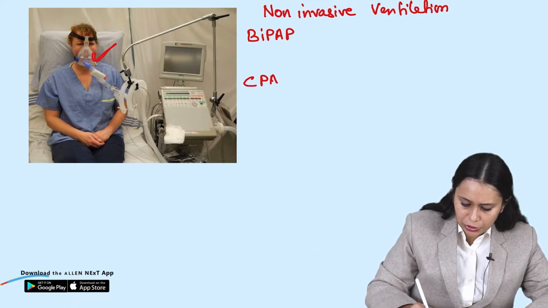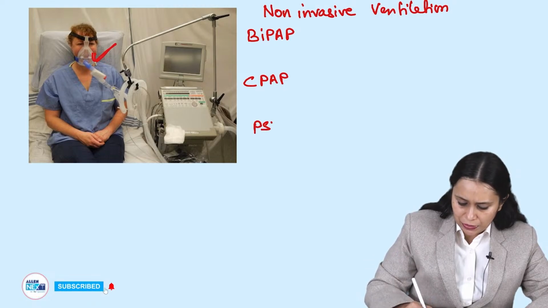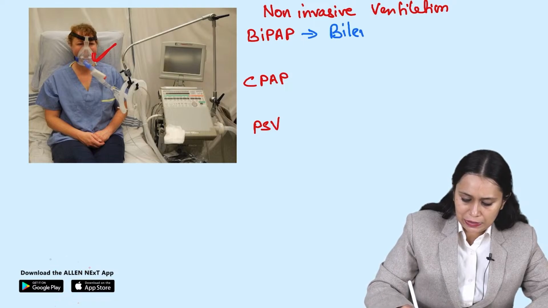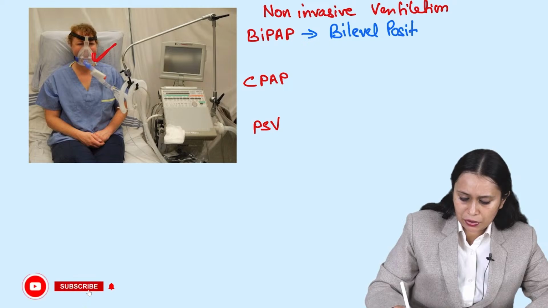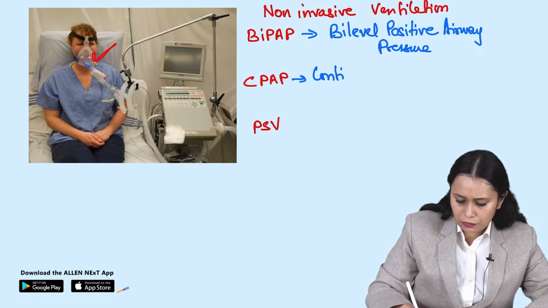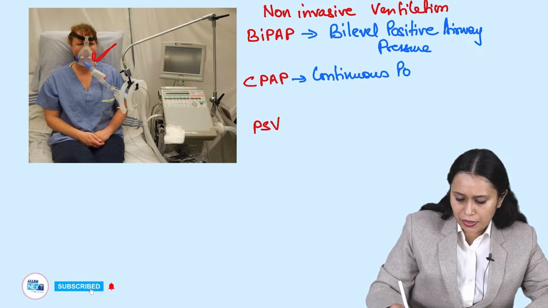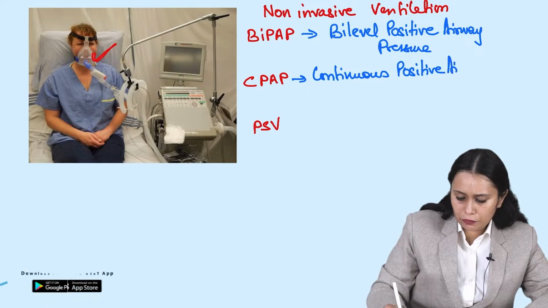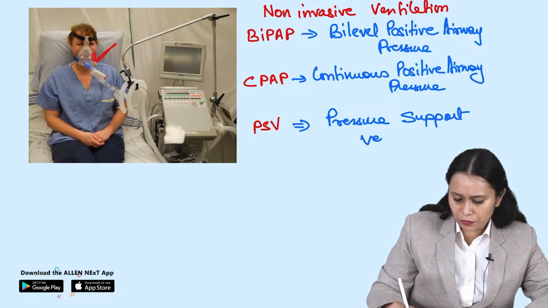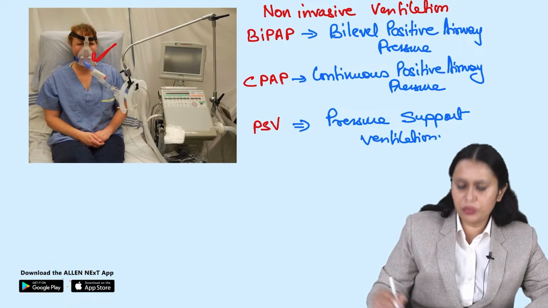Then CPAP, continuous positive airway pressure, and PSV. These are the 3 modes of non-invasive ventilation. BiPAP stands for bi-level positive airway pressure. CPAP stands for continuous positive airway pressure. And PSV stands for pressure support ventilation. So these are the 3 important modes which we have to discuss.